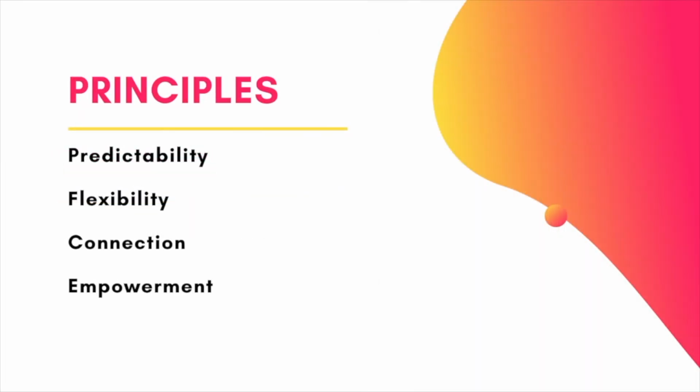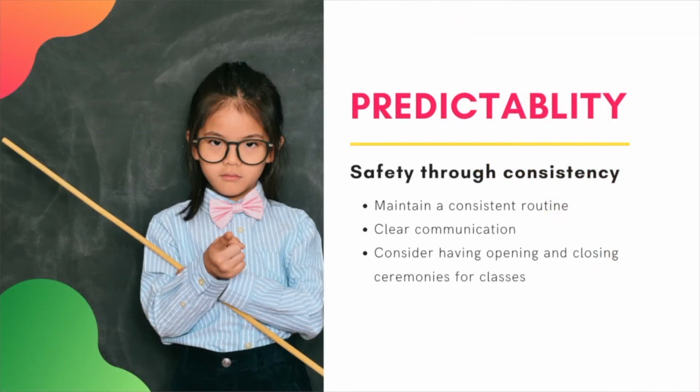We're going to talk about 4 trauma-informed principles that go along with teaching virtually. They are predictability, flexibility, connection, and empowerment. Let's jump straight into the first one, predictability. For someone recovering from trauma, reestablishing a feeling of safety is of foremost importance. Consistency and predictability can help create a sense of safety in your environment.